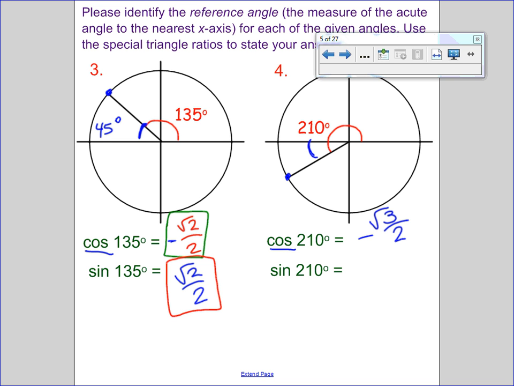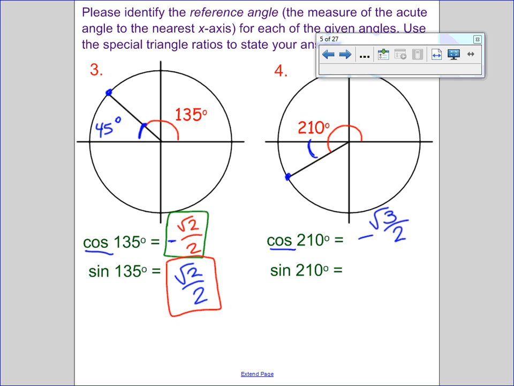We got the magnitude of cosine of 210 by looking at our green sheet and getting the magnitude of cosine of 30 degrees, our reference angle in blue that we drew. But we had to purposely add the negative, because we ended up in quadrant 3 and x coordinates are negative in quadrant 3. Cosine is connected to the x coordinate. Great. One to go. Sine of 210.